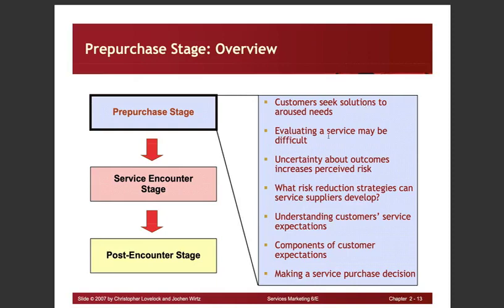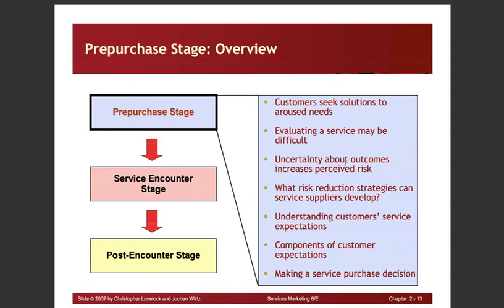And evaluating a service may be difficult. Yes, evaluating a service may be difficult because not enough data is available, and also uncertainty about outcomes increases perceived risk. Yes, because the outcome is not standard, for example, of that service, and this is especially a new service.